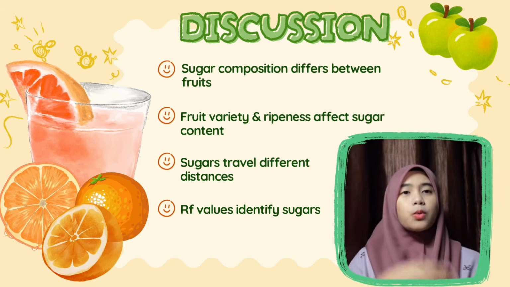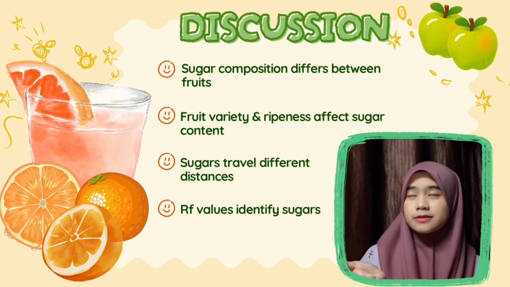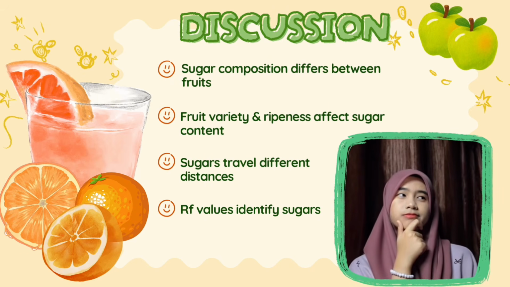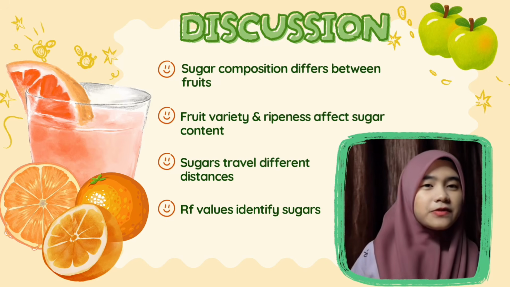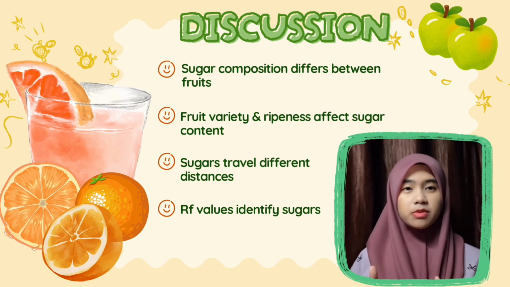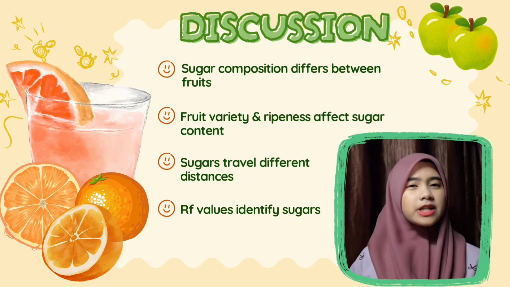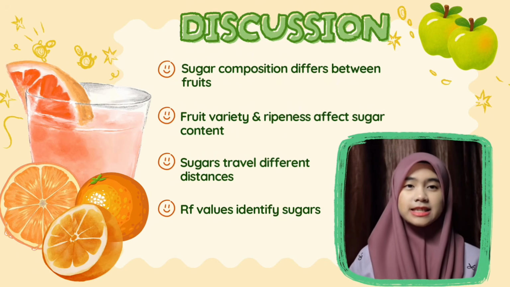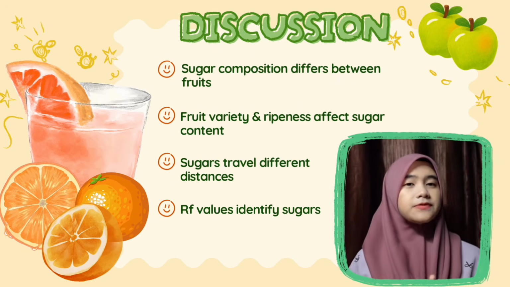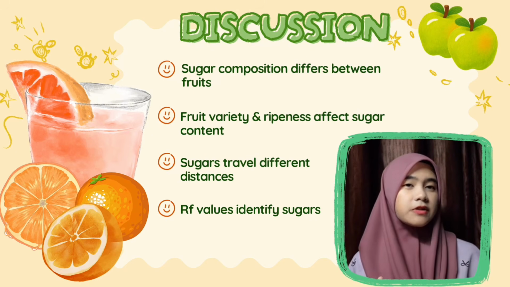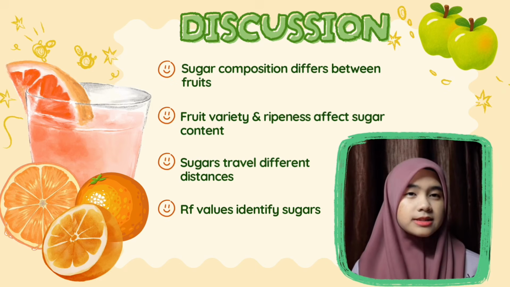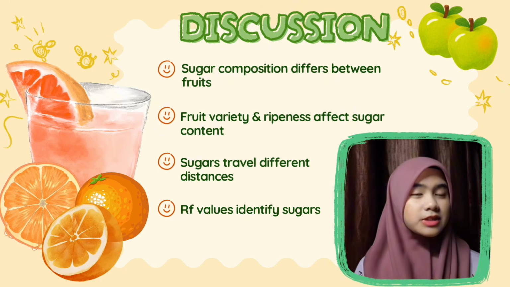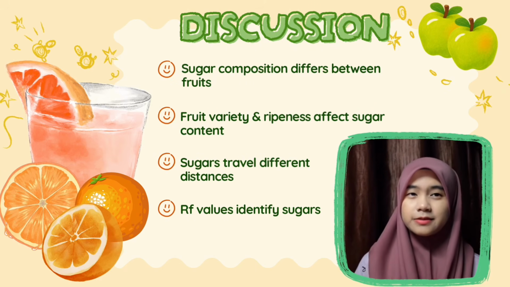So, what do these results actually tell us? The main point is that different fruits naturally contain different proportions of sugars. This variation is influenced by factors such as the fruit's type, its variety, and also its stage of ripeness. You might be wondering why the sugar spots appear at different positions on the paper, right?